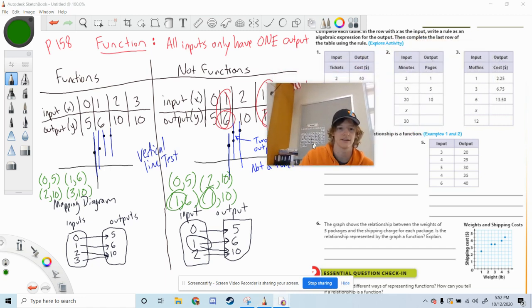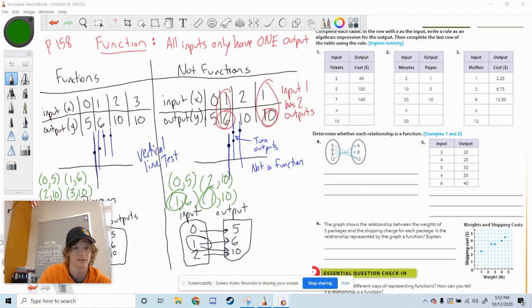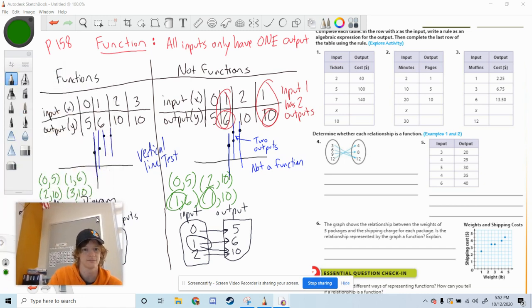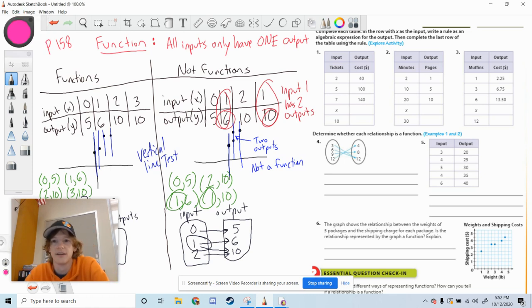So I'm going to go ahead and move my face down here a little bit. I might move it around depending on what type of problem we're working with here. But let's go ahead and solve 1 through 6 here.